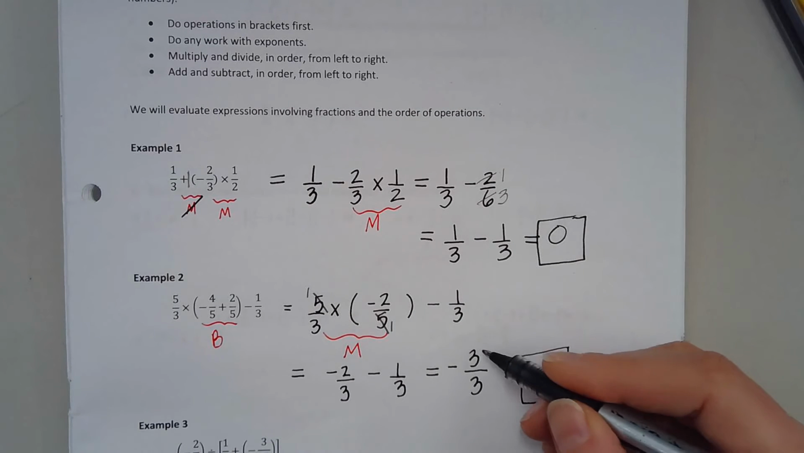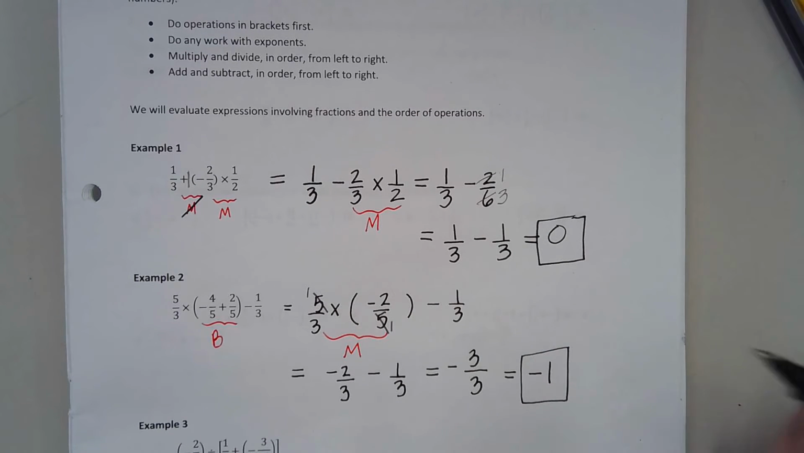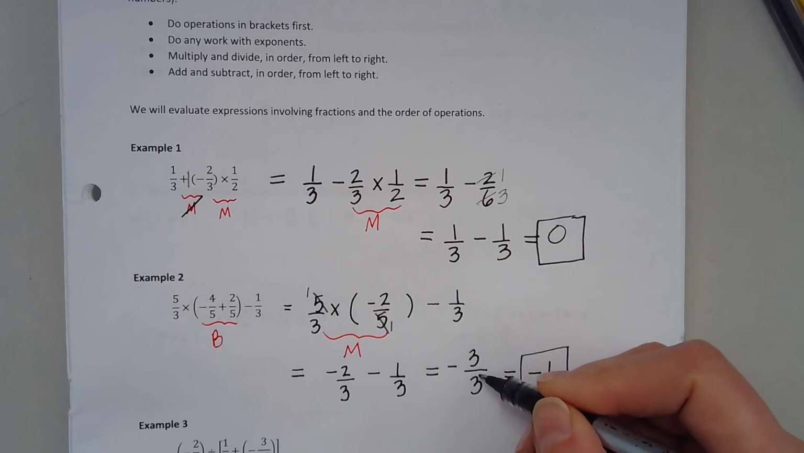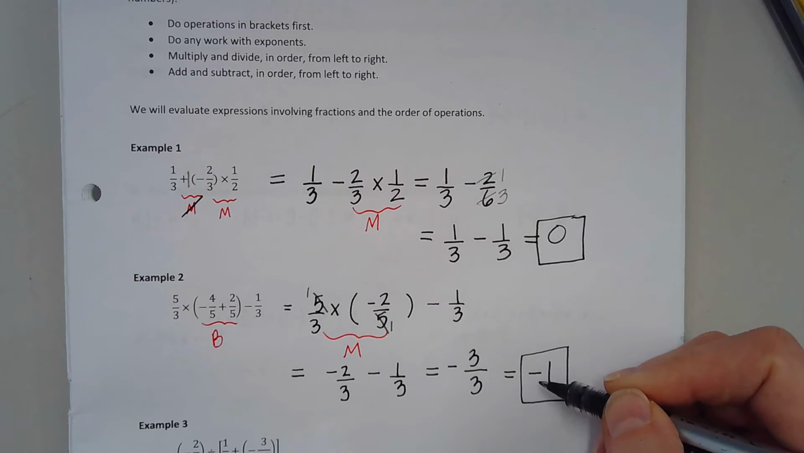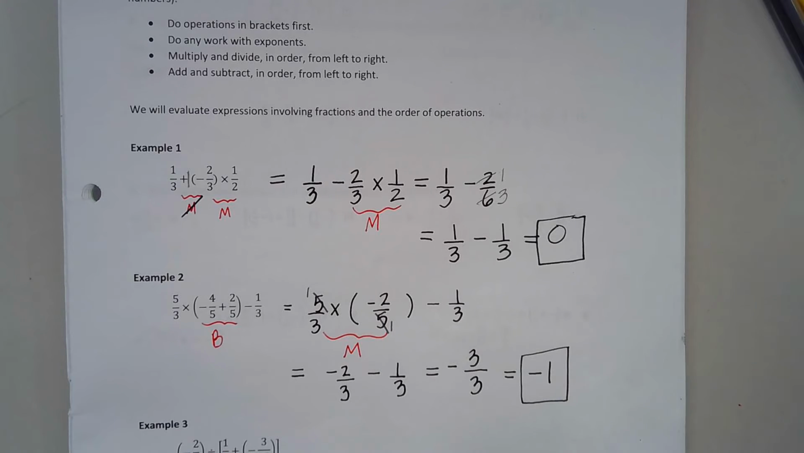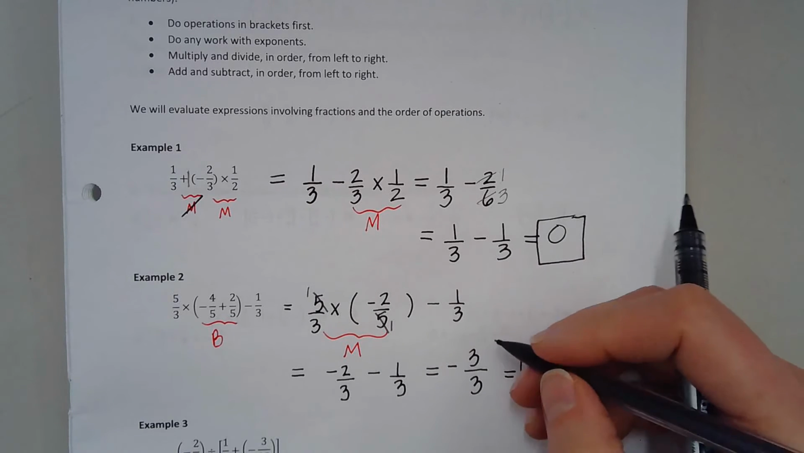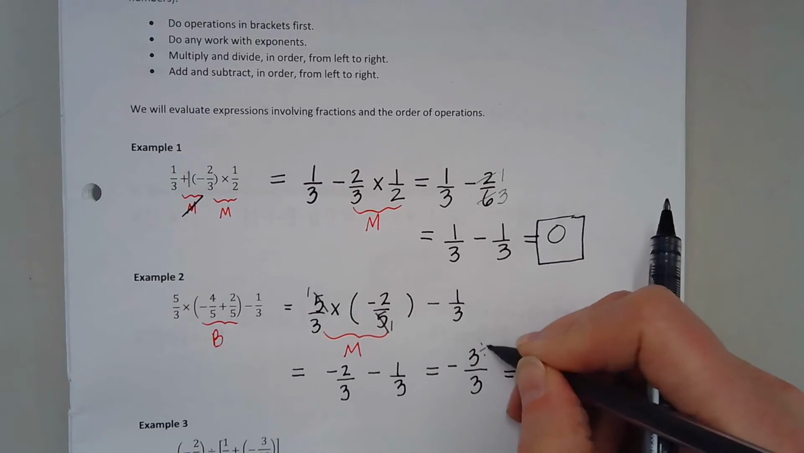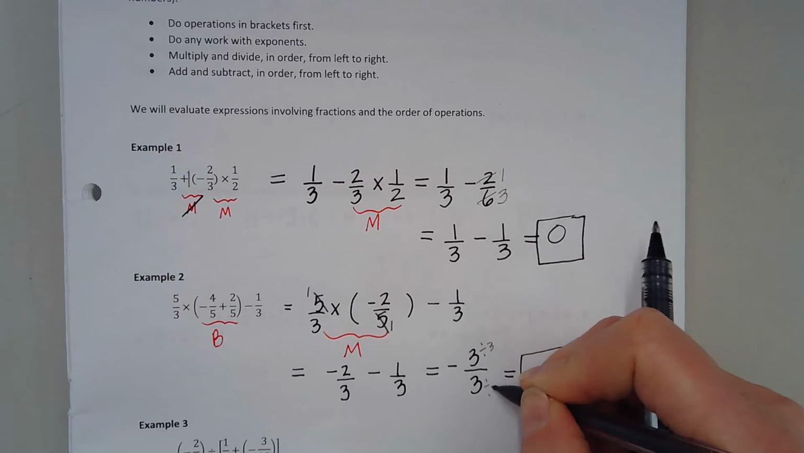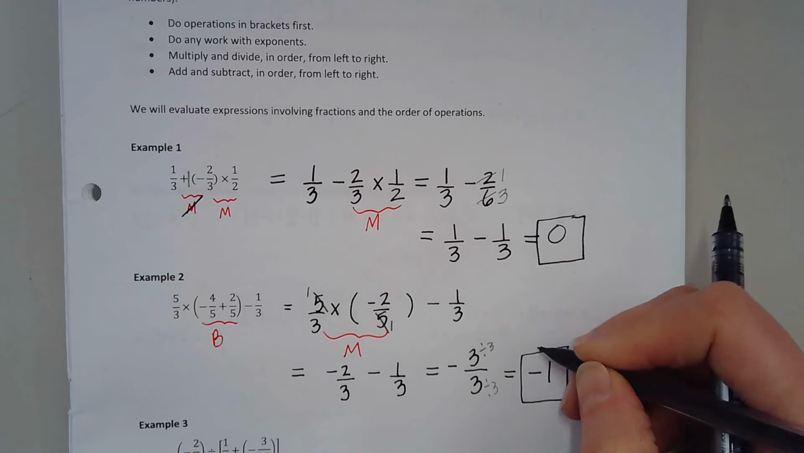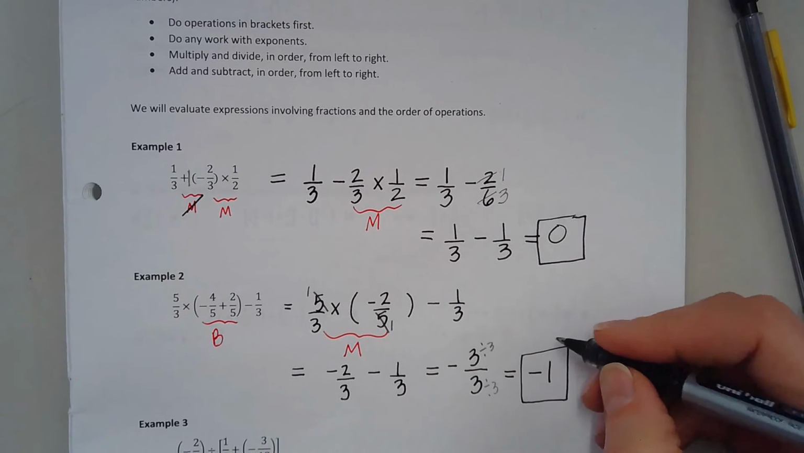How is 3 over 3 negative 1? Oh, because they both have a common factor of 3, right? I could think of this also as a division bar. 3 divided by 3 is just 1, right? They have a common factor of 3. You could think of it that way too. So I'm going to divide a 3 out of each piece just to reduce it.